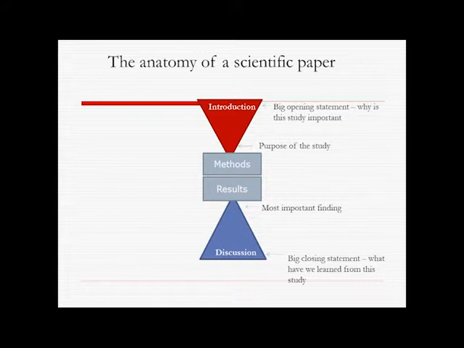What did we find? No interpretation, just the facts. What did we find, right? And then we write our discussion. And our discussion is a right side up triangle. So it starts with the most important findings of our study, and then it funnels down to our big closing statement. Okay, so how could our research be applied, or what is the significance of our research?